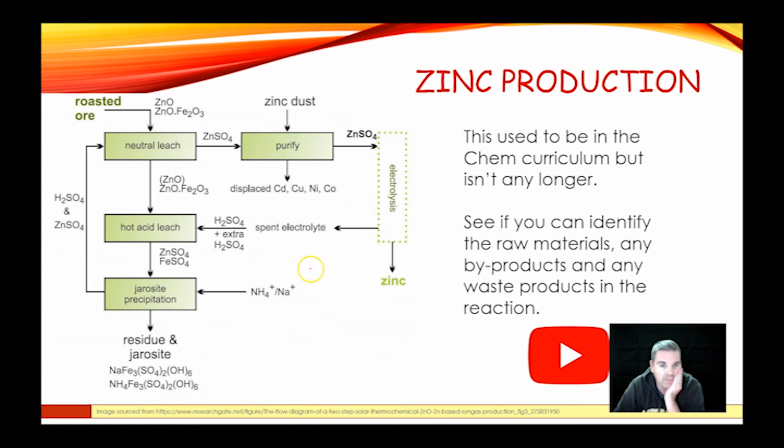And this one doesn't rely upon really gaseous reactants, so you can't really do pressure ones, but they do increase the temperature to increase the rate of a reaction. And obviously you could remove the zinc as it forms in electrolysis, but it's not really an equilibrium reaction, so that's not going to increase the yield either. The main thing about this one is just to try and see if you can identify different products from it, and maybe give some ideas about byproducts, waste products, and maybe some conditions like increased temperature.